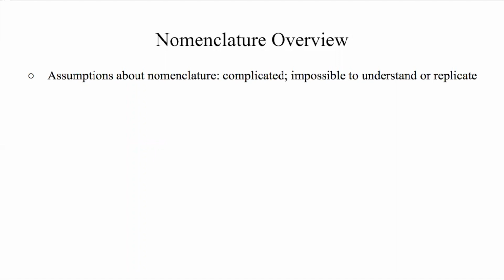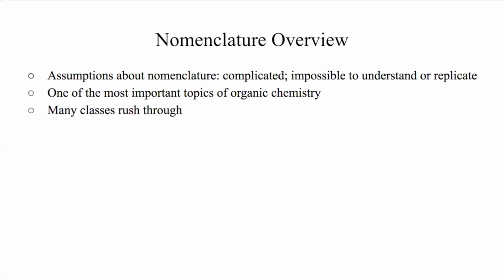Organic nomenclature may seem like a complicated mess of prefixes and suffixes, impossible to comprehend and even more impossible to replicate. Nomenclature is one of the most important topics of the foundations of organic chemistry. Without a solid understanding, it's hard to fully master any additional concepts. Unfortunately, it's also a topic that many classes rush through. I hope this video makes up for that.